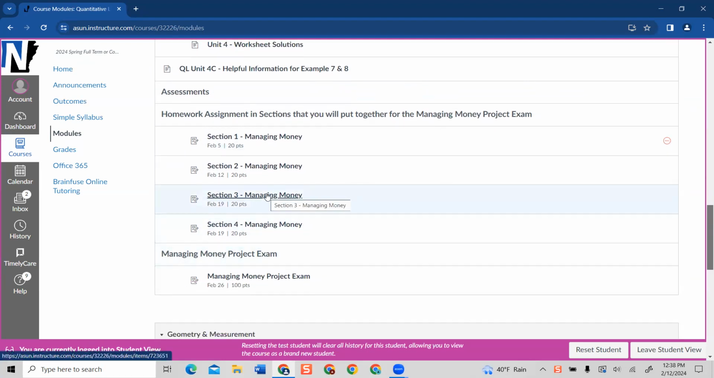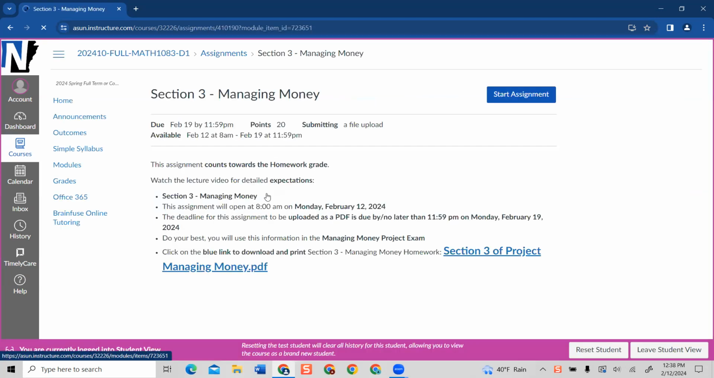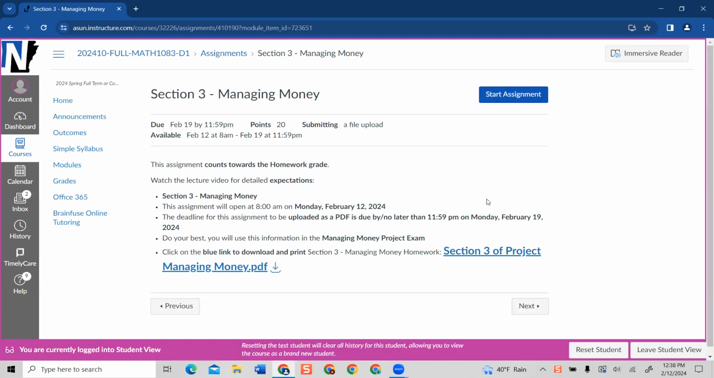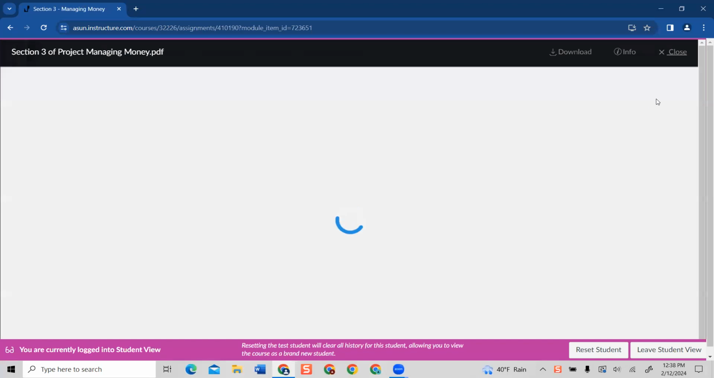We're going to talk about section 3, managing money. So you're going to go here, click on it, and it says start. But before you start it, I would first download this section 3 of project managing money expectation form. This is what I want you to upload back. So I'm going to encourage you to please print this out, fill it out, and then, and you may have to download it. Look how slow mine is at loading. So if your computer's a little slow, you may just have to go ahead and download it. It may be easier and faster that way, and then just open it.